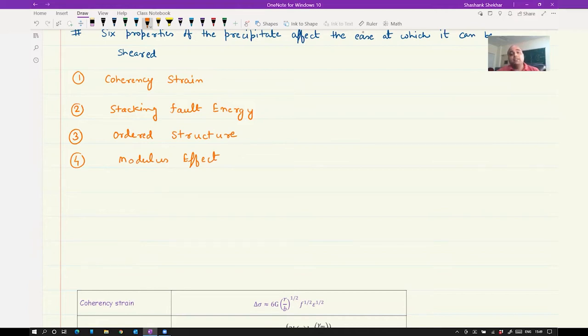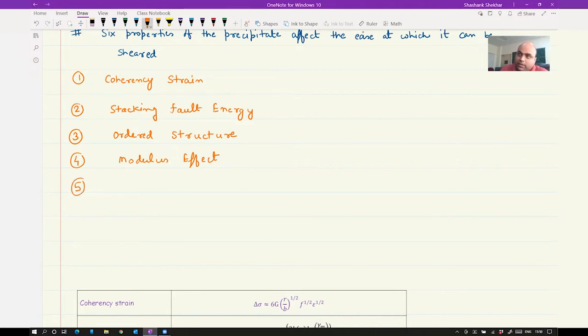Now if the precipitate and the matrix both have different modulus, right? And remember the dislocation energy is also associated with the modulus, right? So if a dislocation moves from the matrix to the precipitate and shears it, it is going to change the energy of the dislocation, isn't it? So that will also require some amount of energy. It might decrease or increase, okay? But there will be a change in the energy of the dislocation, isn't it? So that is the fourth effect.